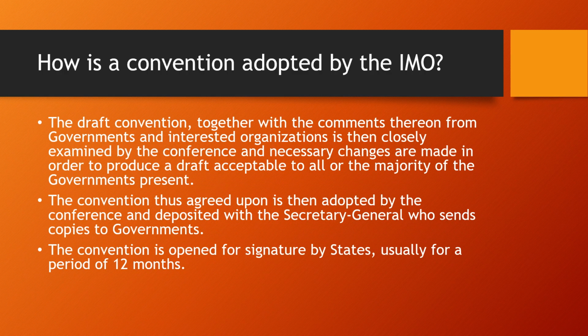The draft convention, together with the comments thereon from the governments and interested organizations, is then closely examined by the conference, and necessary changes are made in order to produce a draft acceptable to all or the majority of the governments present. The convention thus agreed upon is then adopted by the conference and deposited with the Secretary General, who sends copies to the governments.